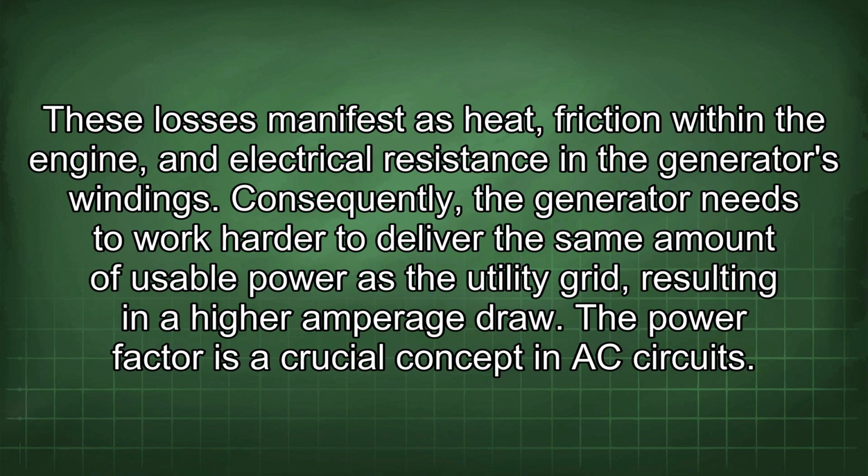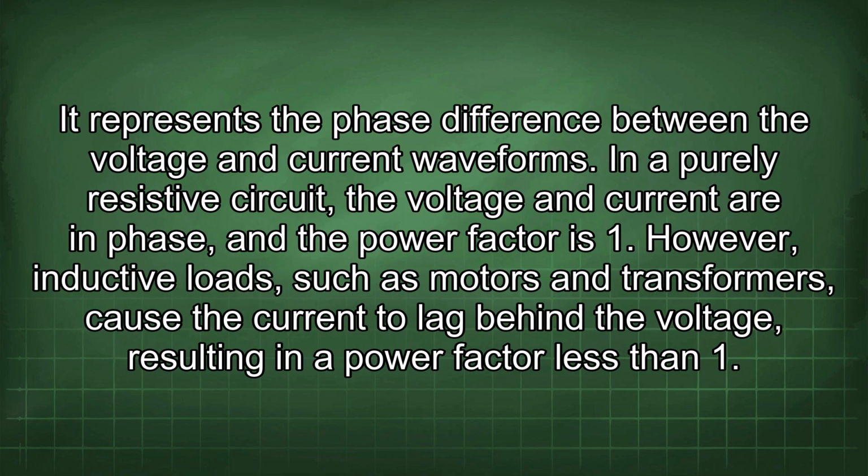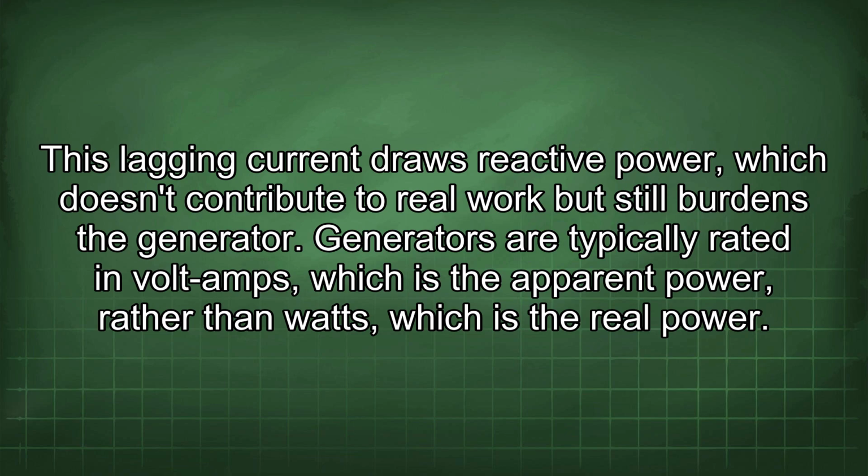The power factor is a crucial concept in AC circuits. It represents the phase difference between the voltage and current waveforms. In a purely resistive circuit, the voltage and current are in phase, and the power factor is 1. However, inductive loads such as motors and transformers cause the current to lag behind the voltage, resulting in a power factor less than 1. This lagging current draws reactive power, which doesn't contribute to real work but still burdens the generator. Generators are typically rated in volt-amps, which is the apparent power, rather than watts, which is the real power.